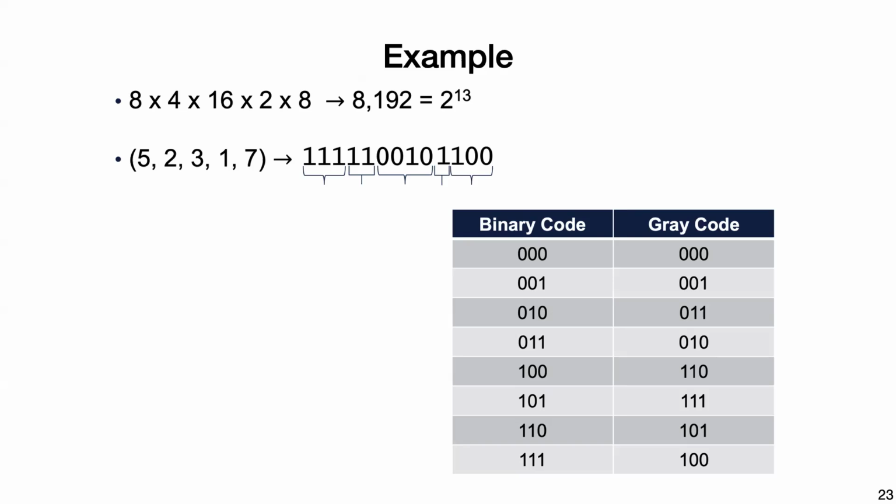And the way you do that is you do the Gray code for whatever is in that dimension, and then you just concatenate them all. So 5, the Gray code here was 7, so that's why we put 7 there. 2, the Gray code is this one, so you have this one, and then so on like that.